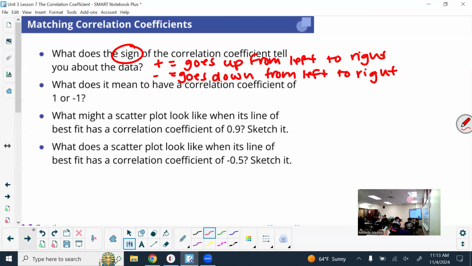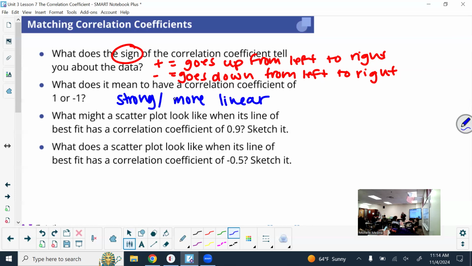So table 4, what does it mean to have a correlation coefficient of 1 or -1? It is strong. And if you don't know what it means to be strong, we mean it's more linear, more of a straight line than not. The points are on your line of estimate.